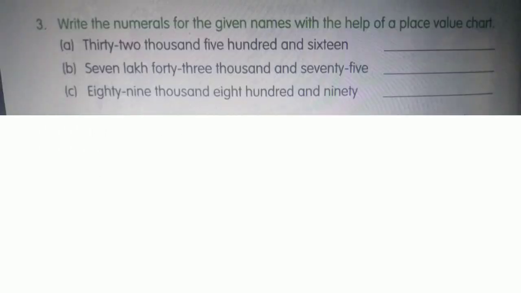Moving on to the question number 3. Question number 3 states that write the numeral for the given names with the help of a place value chart. Now here the number name is given, you have to write the numbers with the help of a place value chart. The place value chart is very important. You have to learn it, remember it. You have to remember the places which are in a place value chart.